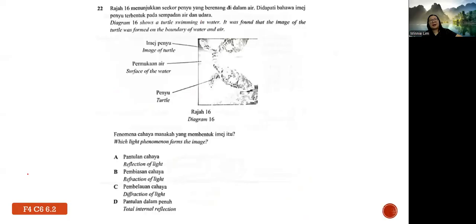22. Diagram 16 shows a turtle swimming in the water, and it was found that the image of the turtle was formed at the boundary of water and air. Which light phenomenon formed the image? So this idea is called total internal reflection. As you can see, the picture is again not so clear, it's here. So this is the turtle head and body, then the turtle hand. It's like a mirroring like that, but they actually reflect inside the water.